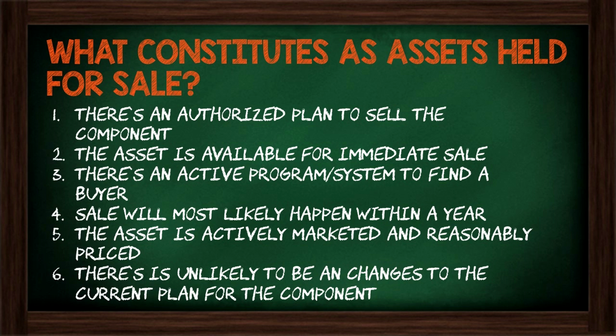Okay? So basically what these 6 criteria mean, just to break it down into a nutshell for you, as long as the company is actively looking for someone to buy the assets and they expect to sell them within a year, the assets are basically classified as held for sale. Okay? So let's just go through a little example here of what classifies as discontinued operations.